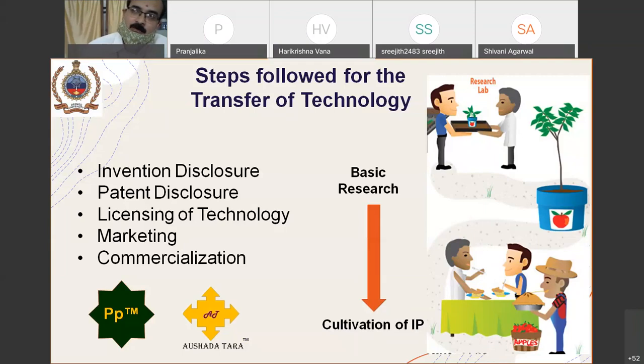In invention disclosure, you'll have to give all logbooks, sir, the good and the bad. What were the challenges you faced? Everything will go. Then we license the technology. Again, this is a paper one. Then marketing and commercialization. Teachers are very bad at these two things, but still the company said we will take care of it. So the first three parts were very important for us. These were the steps a teacher of DIAT followed: invention disclosure very honestly and patent disclosure very honestly. So the basic research, whatever patent ideas we had, got cultivated.